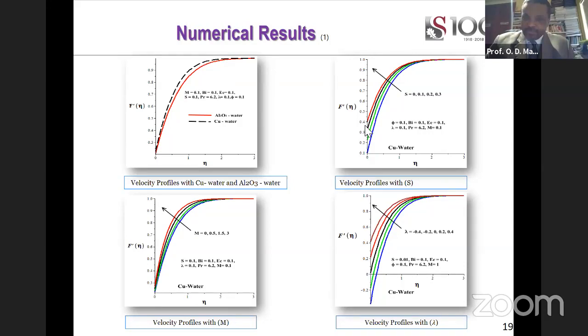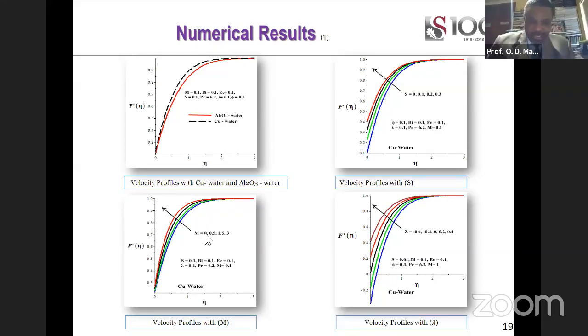The movement of the fluid on the surface also increases. That's the movement here, but the thickness decreases. Anyway, this magnetic field, you can see, tends to slow down the rate of movement by pushing the fluid towards the surface. Can you see?